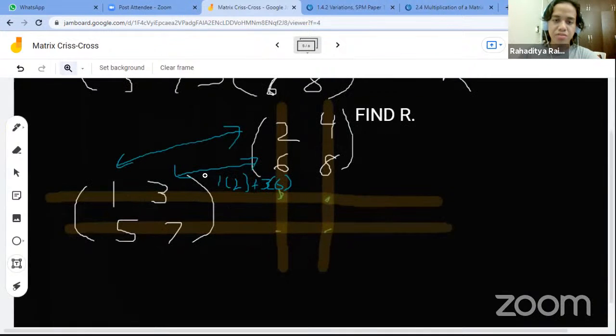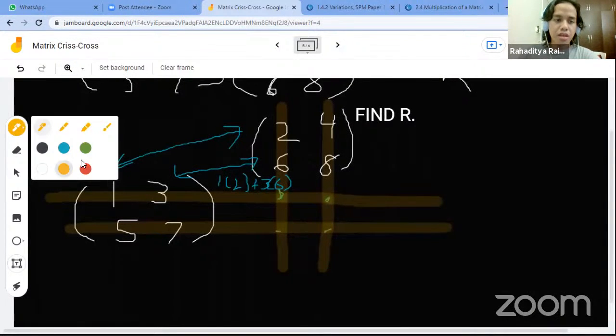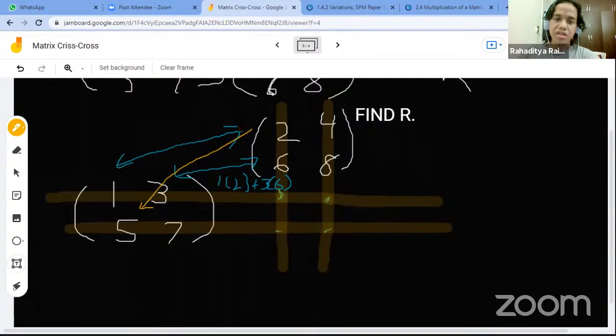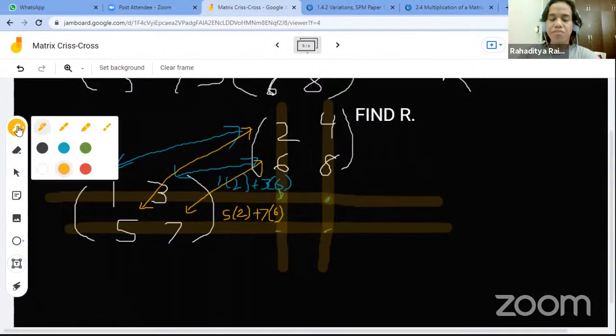I might need to zoom in a bit. Okay, let's do it with all of them slowly. For this dot down here, you can write 5. You see that 5 will be paired up with 2 this time. So you have 5 times 2 plus 7 times 6. And so on and so forth. Basically, I think you guys might understand.